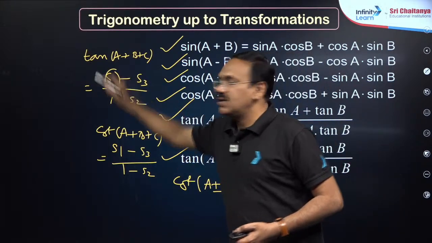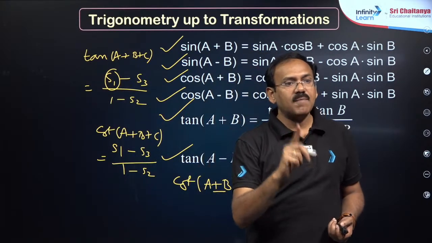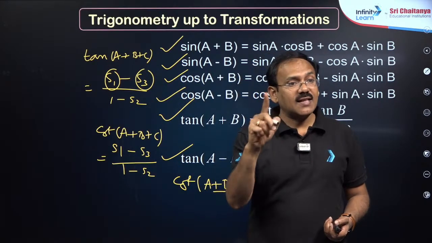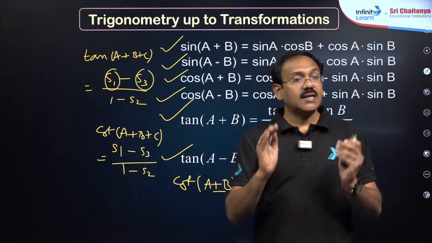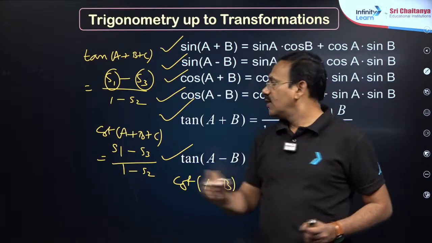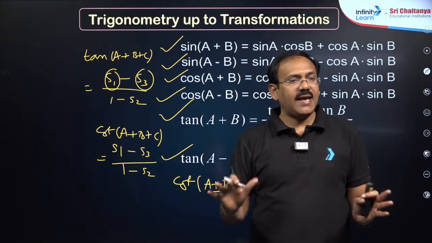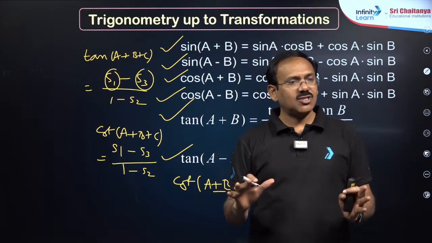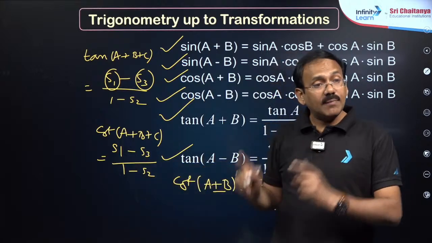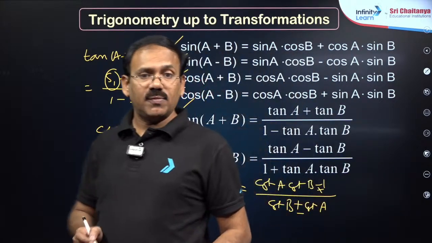Here S1 means tan A plus tan B plus tan C. S3 means tan A tan B tan C. S2 means tan A tan B plus tan B tan C plus tan C tan A. Got it, dear students? Both the formulae will be similarly structured, but one will be in terms of tan, the other in terms of cot. From this you will get beautiful results also, my dear friends.